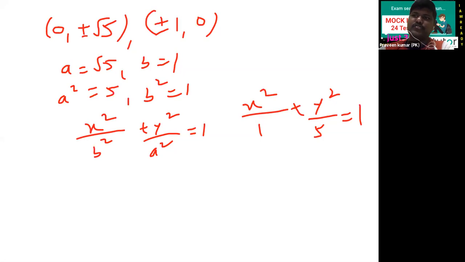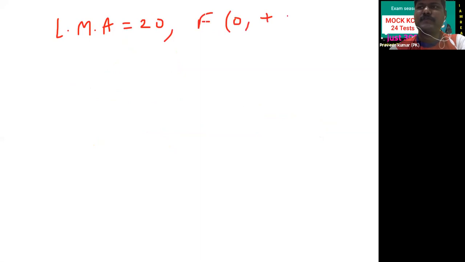So one more to you, everyone. Be ready. Length of the major axis is 20. Foci is 0, plus or minus 5. How to solve?